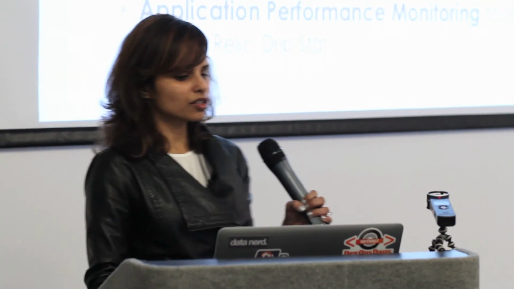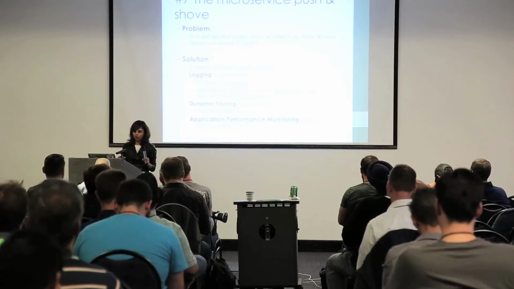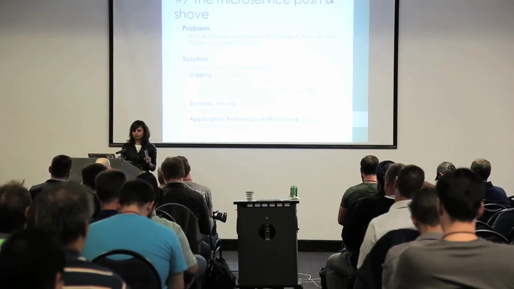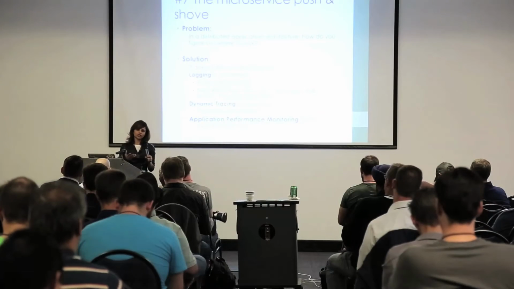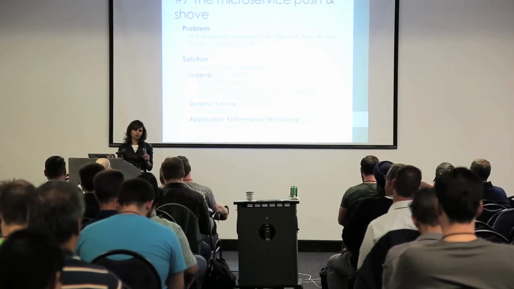There are several ways to do that, and I like to say there are three best friends in this situation: logging, dynamic tracing, and application performance monitoring. So logging is your best friend. Use something like Pivotal Ops Metrics. Pivotal Ops Metrics is part of Pivotal Cloud Foundry. So obviously, if you're not using that, it's not going to be useful for you.